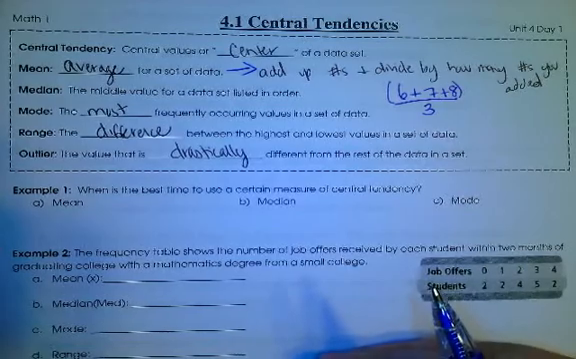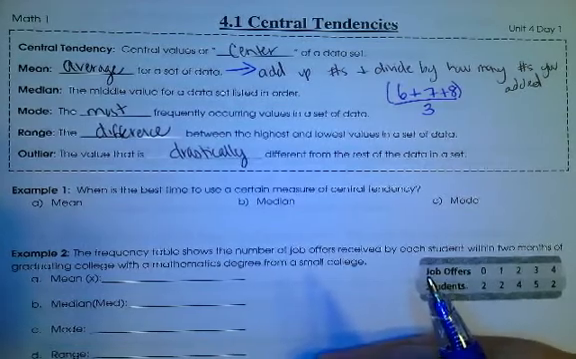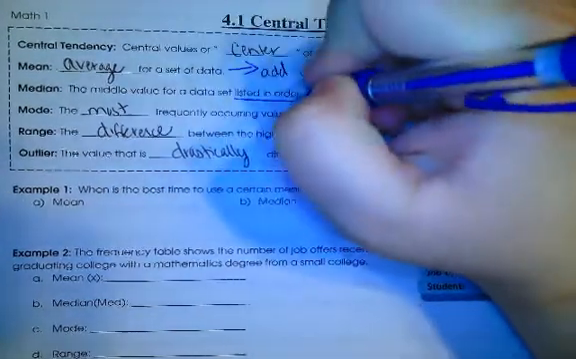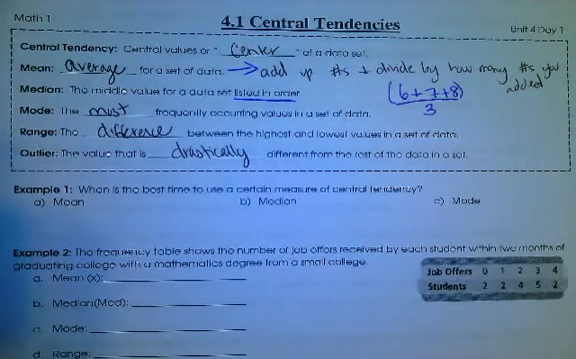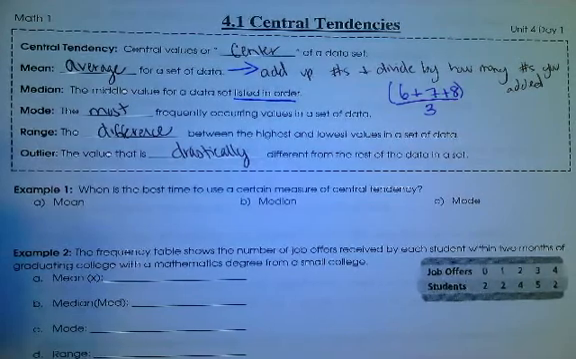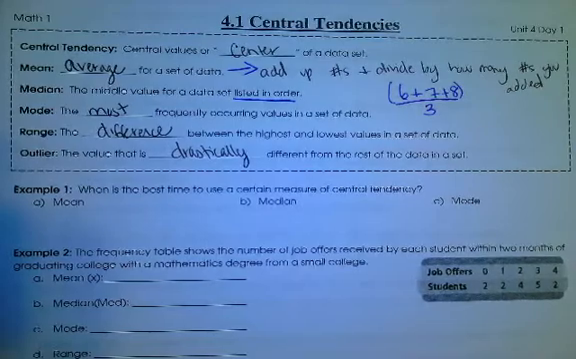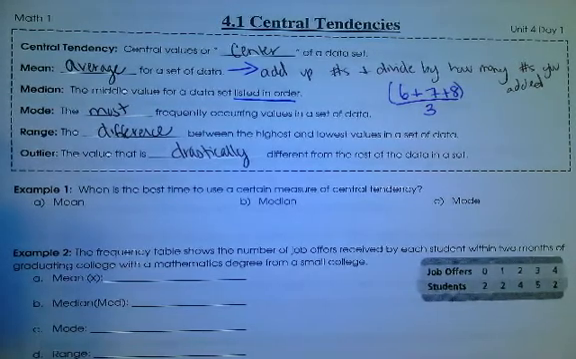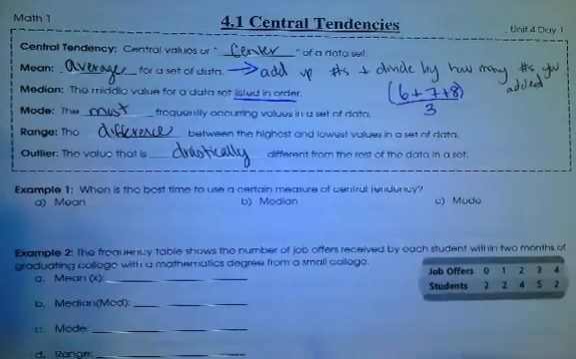To find the median, it is going to be the middle value for a data set, and specifically it has to be listed in order. So that's going to be our biggest thing, always listing our numbers in order. Finally, the mode, and that is the most frequently occurring value in a set of data. So the number of times it is used. That's what frequency means.